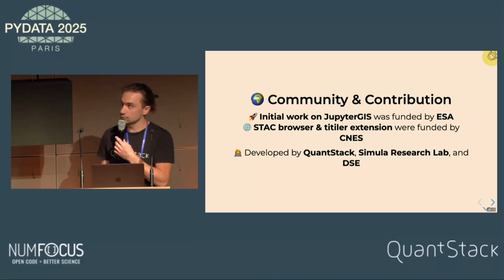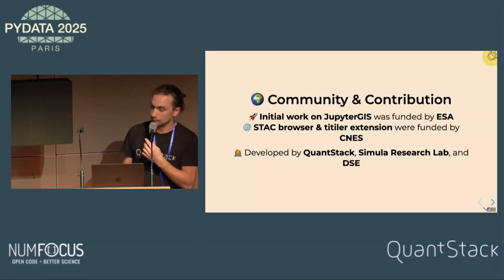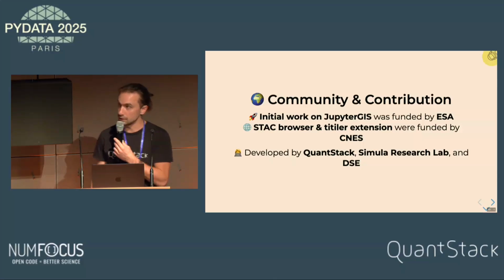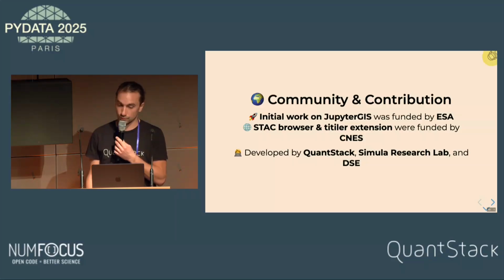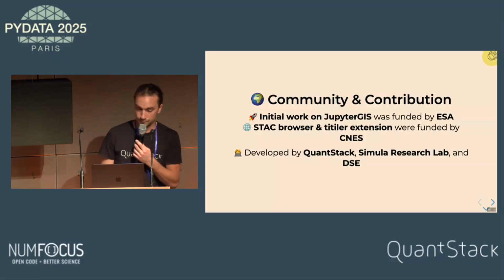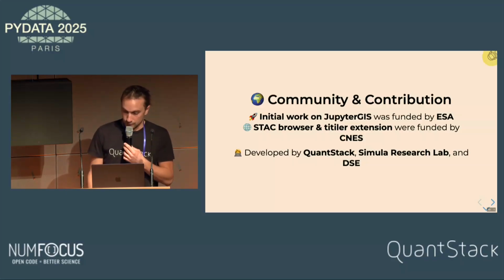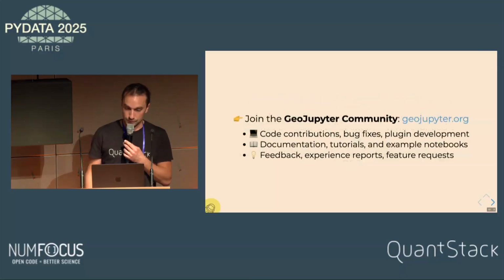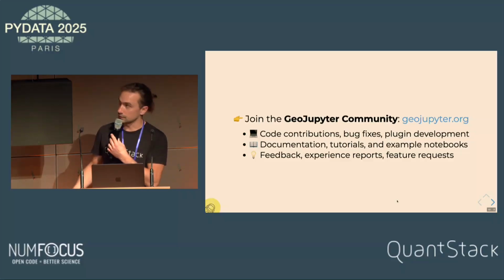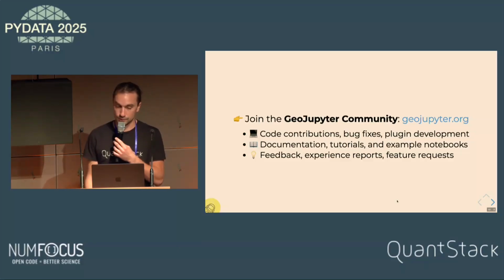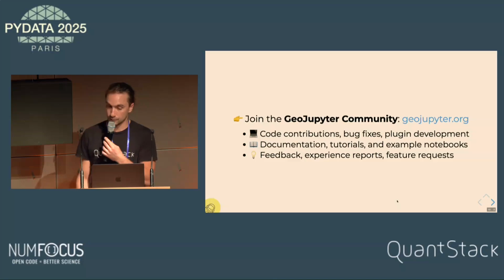The initial work on JupyterGIS was made by QuantStack and Simula Research Lab and funded by ESA. And the STAC browser and TiTiler extension were funded by CNES, thankfully. And we also work a lot with DSE from San Francisco, sorry. So it's not only us at QuantStack, it's a whole community behind it, the GeoJupyter community.